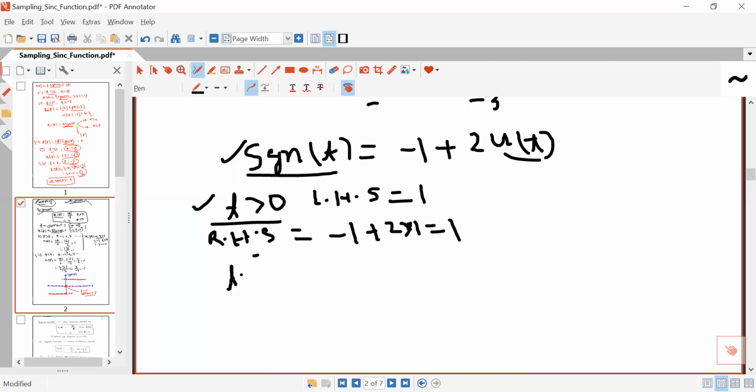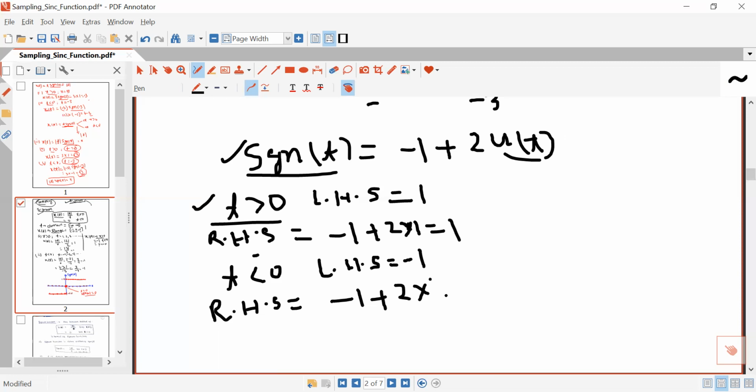Similarly, what will happen when t is less than 0? You know, for t less than 0, signum function is minus 1. Now you have to check whether right hand side is minus 1 or not. Right hand side for t less than 0. What will be the value of right hand side? It will be minus 1 plus 2 into, as you know, unit step function is 0 for t less than 0. So 2 into 0 you will get 0, minus 1 plus 0 you will get minus 1. So again you can see here LHS and RHS have the same characteristics.